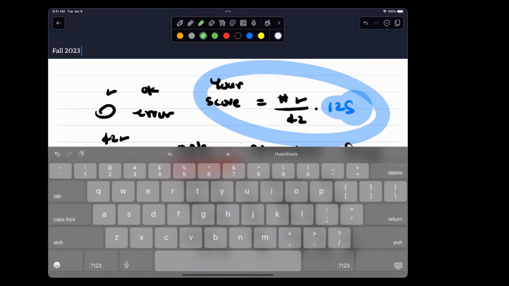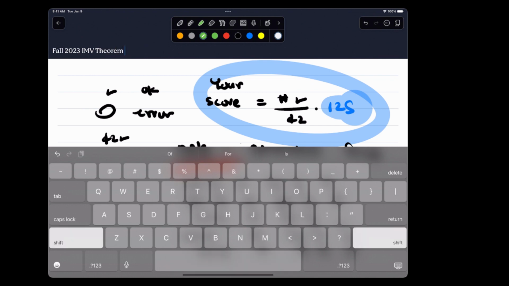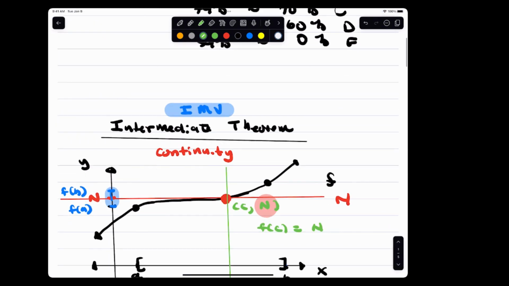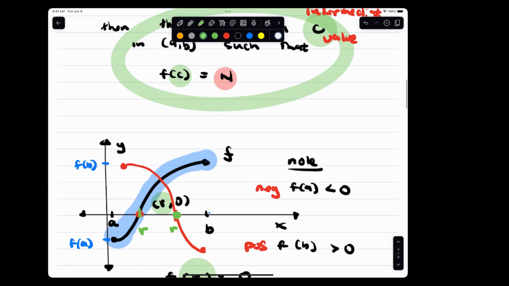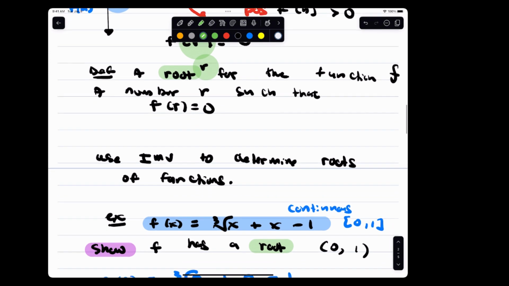So, intermediate value theorem and secant. We're going to give you some theoretical information here today. A nice theoretical information day. All right, so there you go.